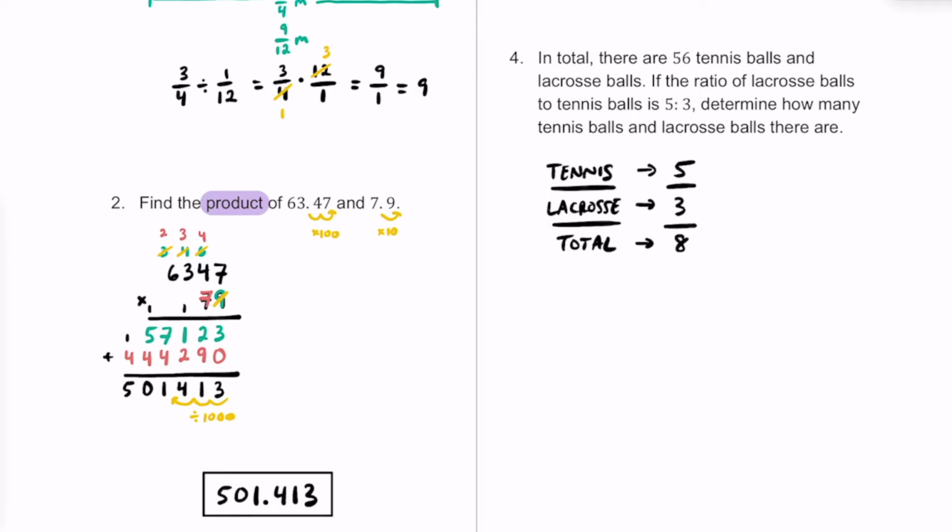We're told here that we have 56 total of these balls, and we have to figure out how much of the other ones we have specifically. Now, we were told in the problem that there were 56 tennis and lacrosse balls altogether, so we have to take that information into account.